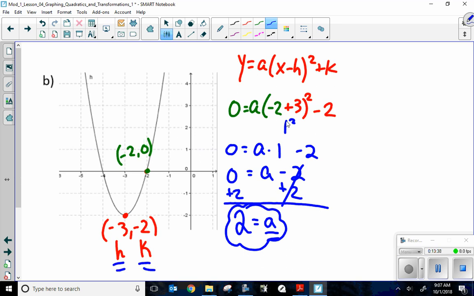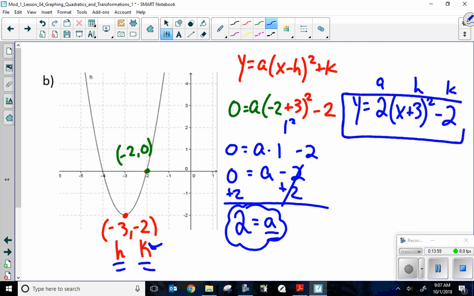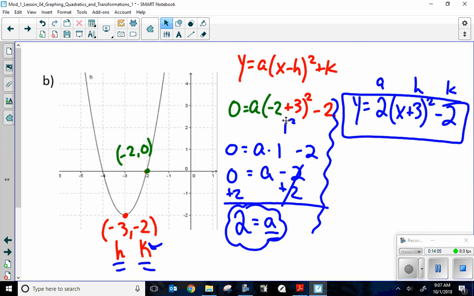Now let's just put our a, our h, and our k in the equation. We're done. So y equals a, which is 2, times x minus h. So I got to flip that. Plus 3 squared, and then we have our k, which is -2. H, k. The hardest part is the algebra here, and that is very simple algebra.